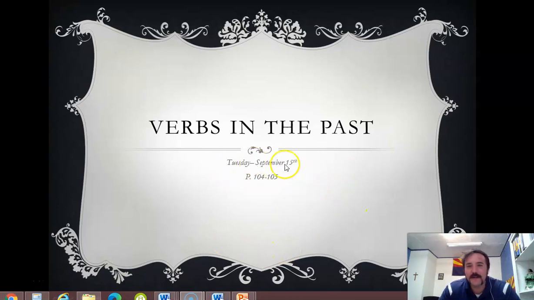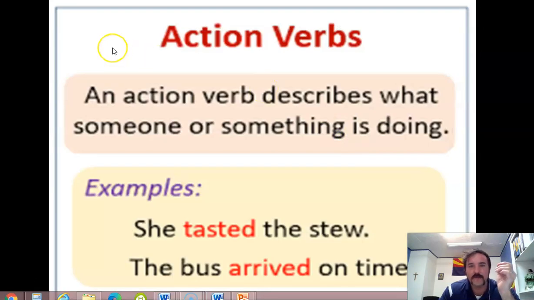Hey, take a look here at pages 104 and 105. That's going to really help you with the day. And we're not going to say we're done with verbs in the present, but we are moving on to verbs in the past. And I know you've seen this chart for every day for the last 2 weeks, but it's worth mentioning again. We're still focusing on the action verbs.